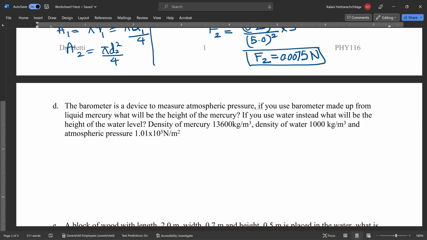A barometer is usually made from mercury. We know that if it is made from mercury, the height of the mercury level will be 76 centimeters. That's what we know, and we're going to see how it comes about. Now, if you use water, we definitely know this will rise up to around 10 meters. But those are just numbers. Where this came from is in this question. So if your barometer is made from liquid mercury, what will be the height of the mercury? That will be the first part. Let's do the mercury first.